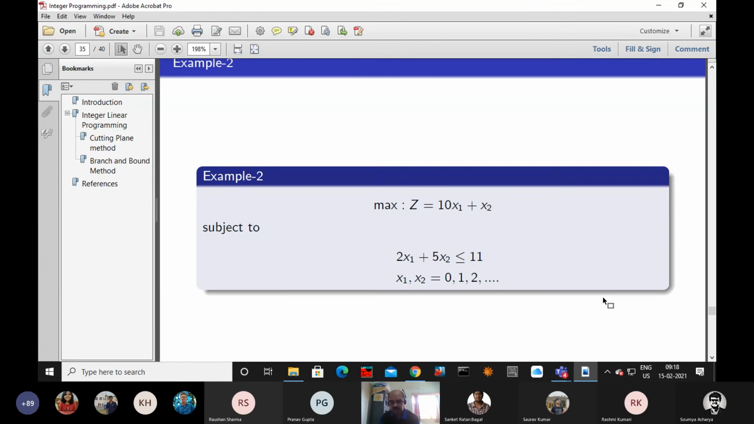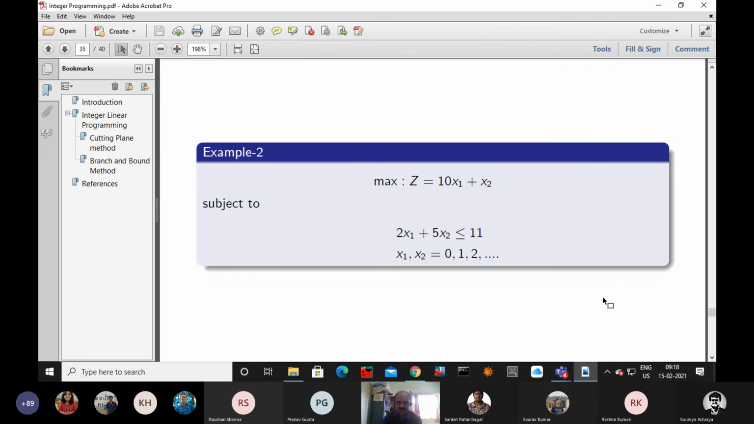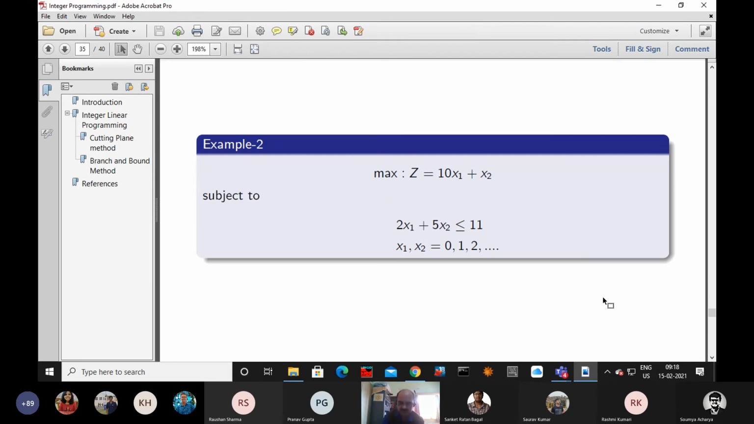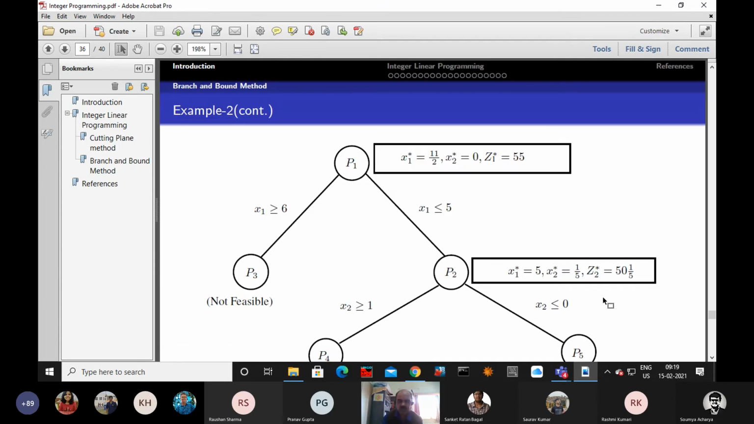See this problem, Example 2. You can also find the answer without going through everything earlier. This is the problem. With respect to this example 2, now P1: x1 equal to 11/2, x2 equal to 0, z1 equal to 55. This is the largest fractional part, so we will branch it accordingly.